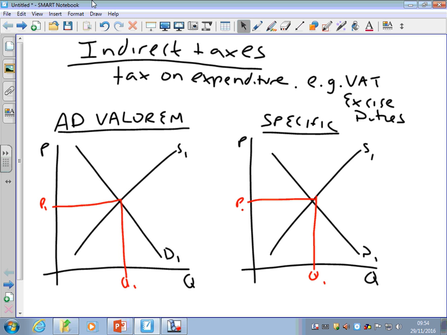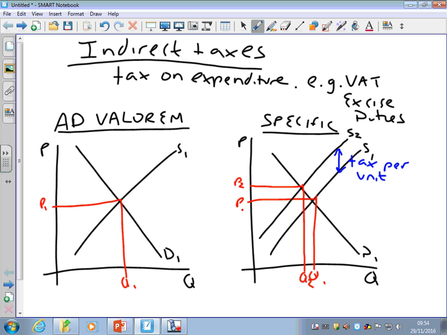Now specific is probably the easiest one to get your head around. Remember what an indirect tax is, where we tax the firm. We place an additional cost on firms which will make them want to produce less. This will lead to supply moving inwards, which means market prices grow and people buy less. Now, what this vertical distance is, it's the tax per unit.